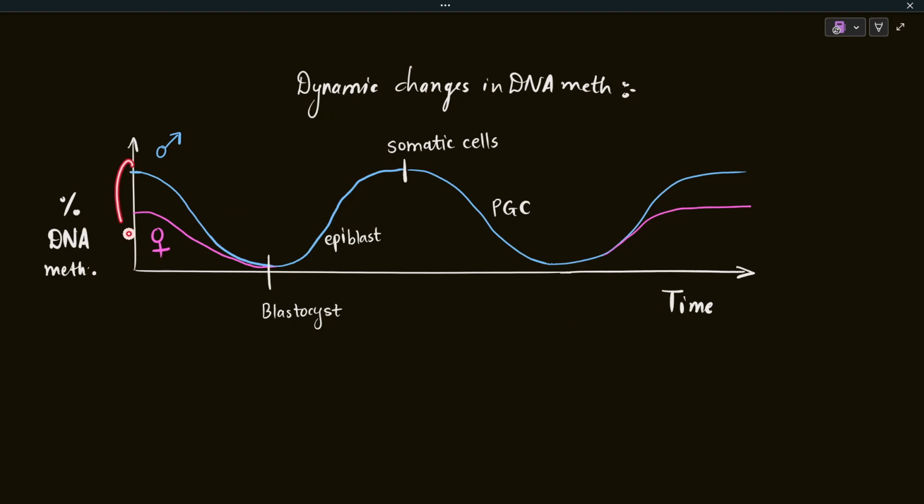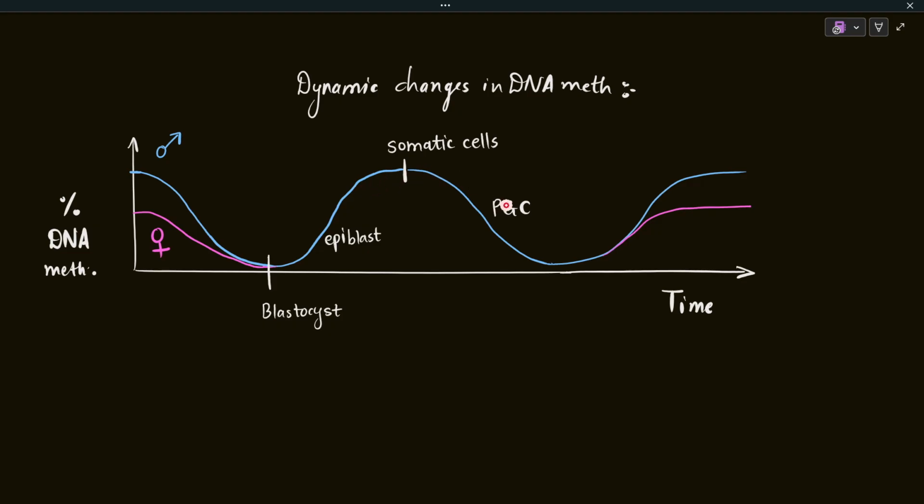So the DNA methylation will be high during fertilization because we are receiving the genome from the mother and the father. So they will already have a certain DNA methylation pattern. Then they will undergo the global demethylation event. So the whole methylation will be erased, and then it will be reset in the cells, in the somatic cells.